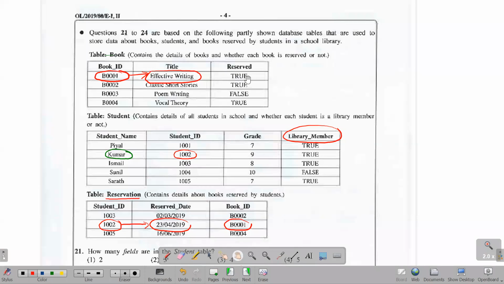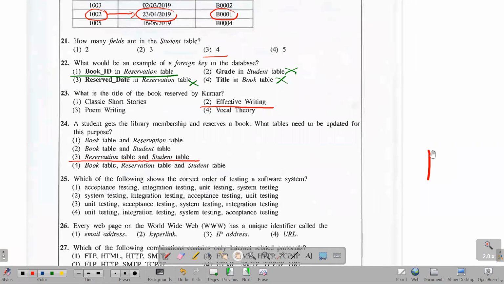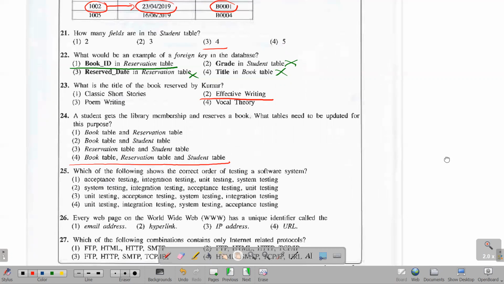In the book table, there is something called reserve status. So when a book is being reserved, these particular values are going to be changed as well. So people, the correction must be done for this. For the 24th, it's not the third one, it's the fourth one: book table, reservation table, and student table. It's kind of a tricky question. Right, so for the 24th, it's the fourth answer.